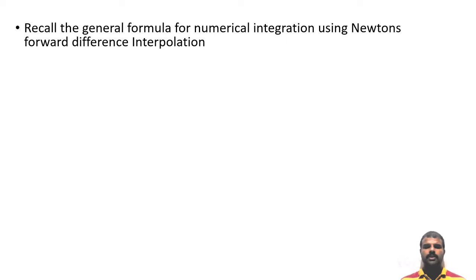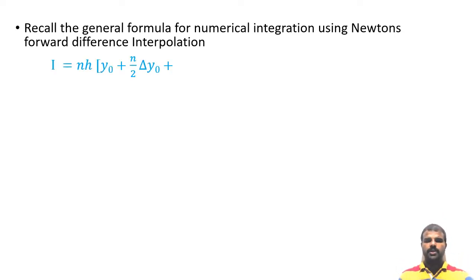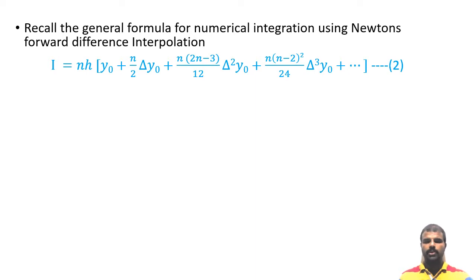So in the last session we derived the formula for numerical integration using Newton's forward difference interpolation. So let's recall the formula. The formula is this: the integral is equal to nh into y0 plus n by 2 delta y0 plus n into 2n minus 3 by 12 into delta square y0 plus etc. Alright.